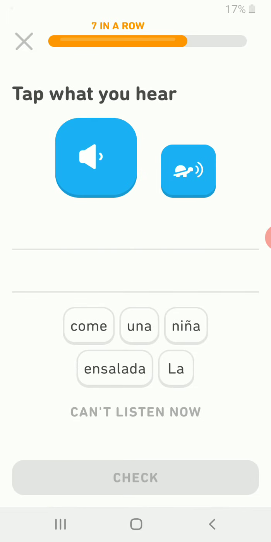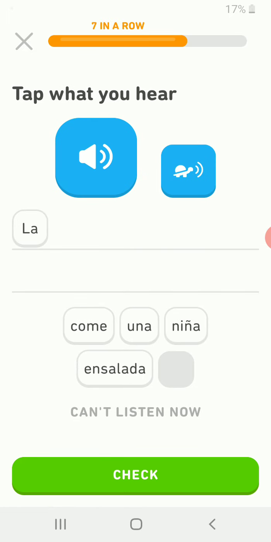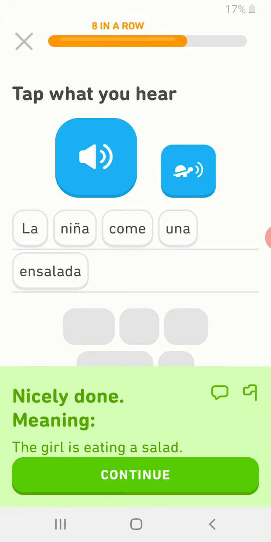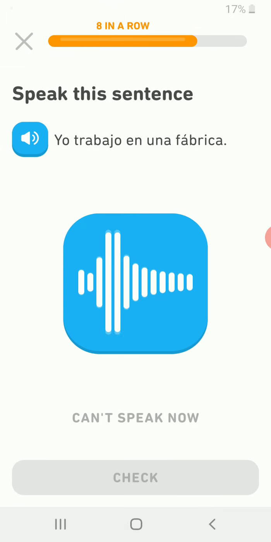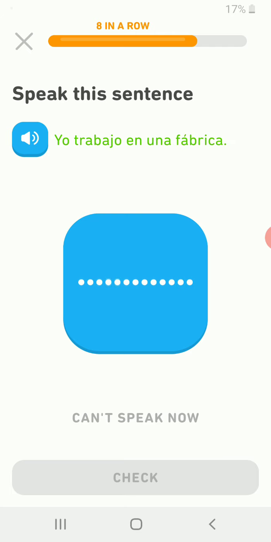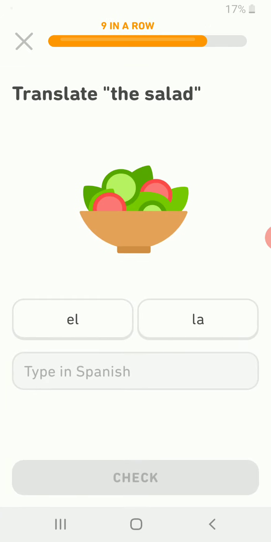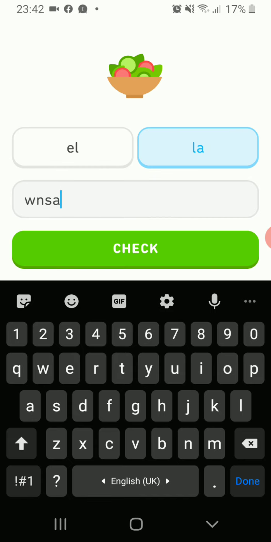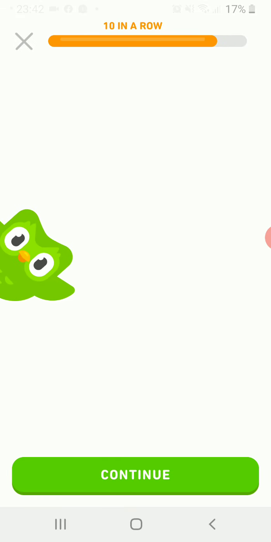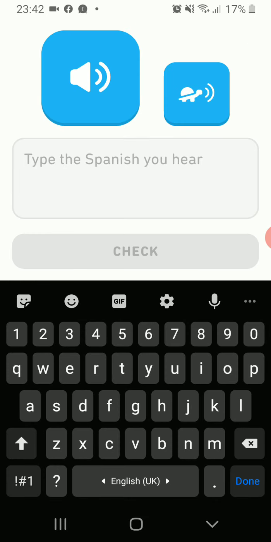Good. La niña come una ensalada. Yo trabajo en una fábrica. I work in a factory. The salad, la ensalada. Ensalada. I think it's feminine. It's feminine. Yo no quiero trabajar el domingo.